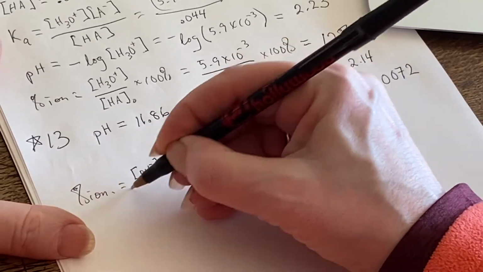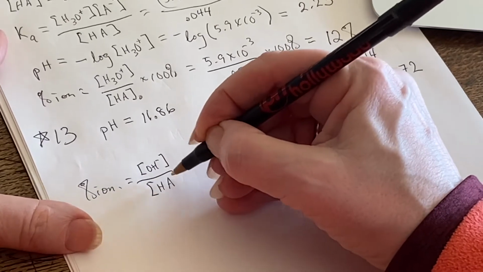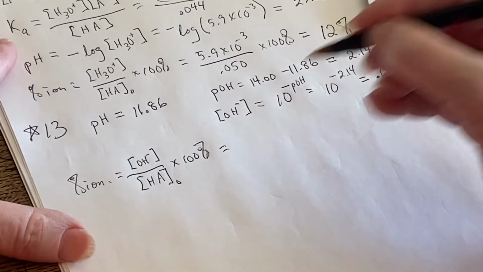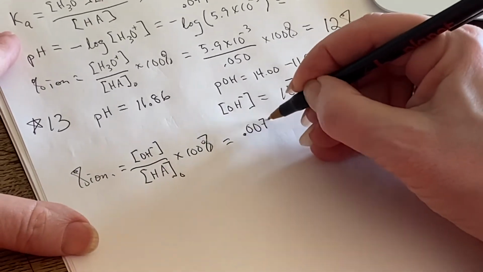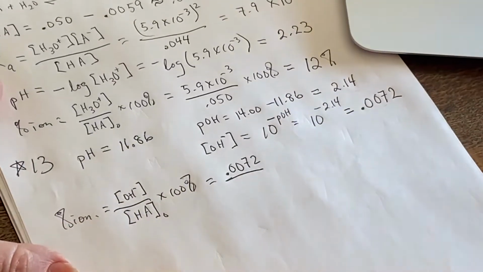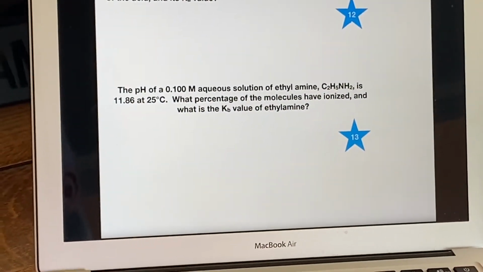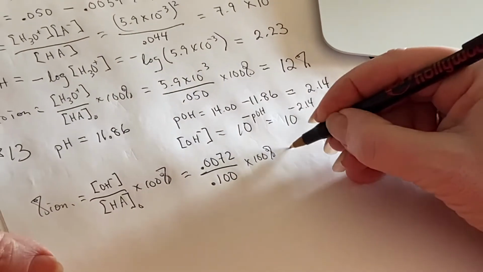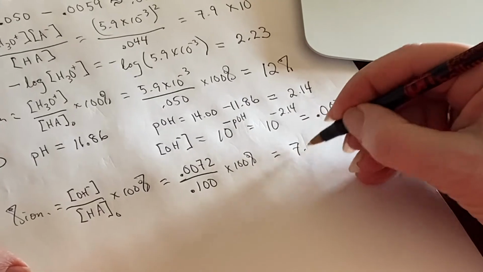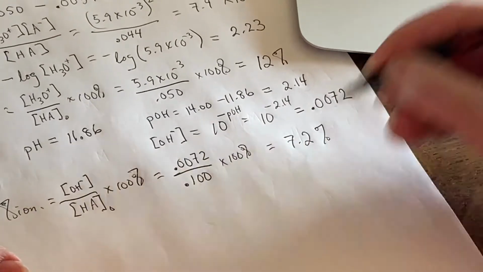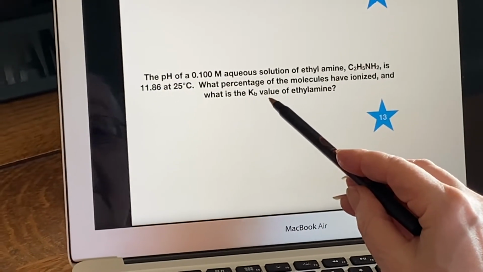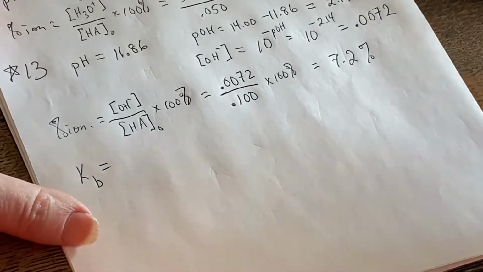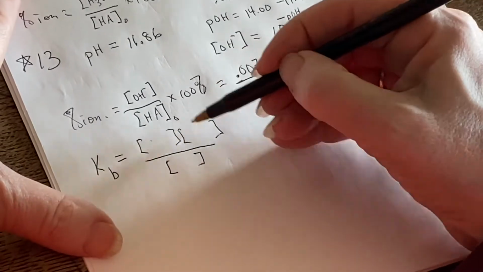Well, how much hydroxide over the original, and turn it into a percentage. So we'll put those numbers in. 0.0072 divided by the original, which was 0.100, and turn it into a percentage. You're going to get 7.2% when you get all done with that. We still need a Kb. To do this, I need what the value is now, right? These are going to be the same number.